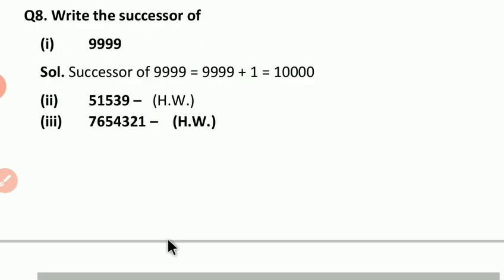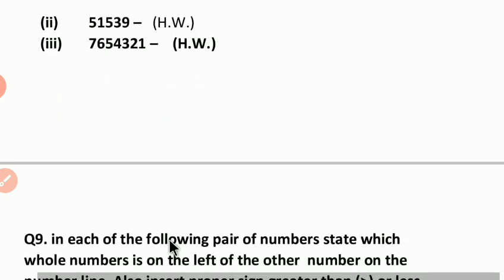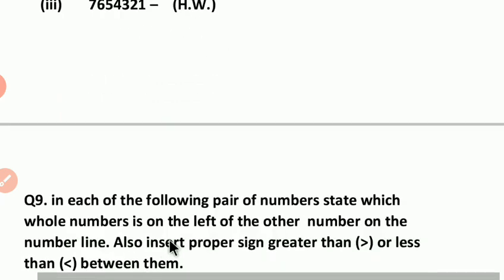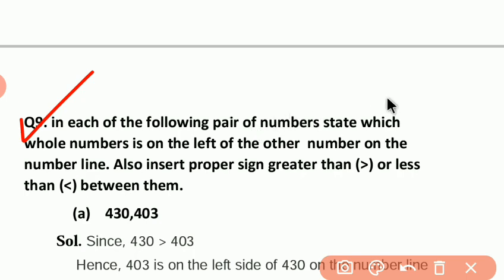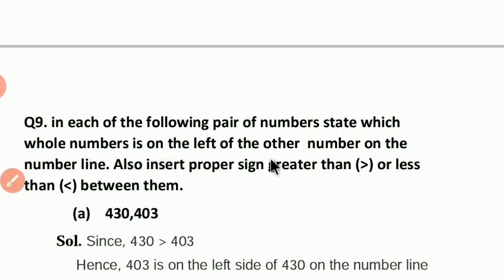I hope you all have done this type of question already in your previous classes. So it will be easy for you to find the answer. Then the last question of our exercise 2.1, question number 9. In each of the following pair of numbers, state which whole number is on the left of the other number on the number line. Also insert proper sign greater than or less than between them.